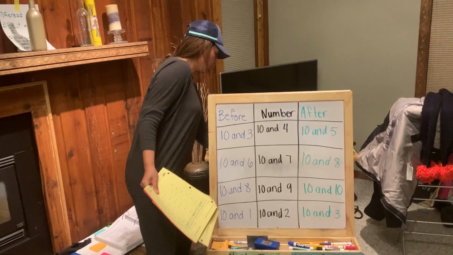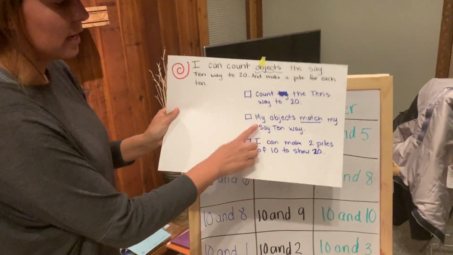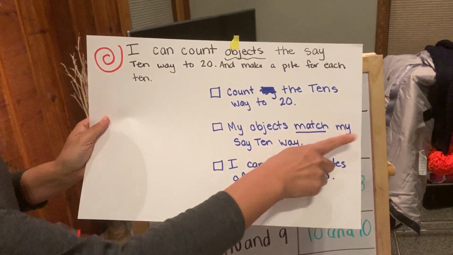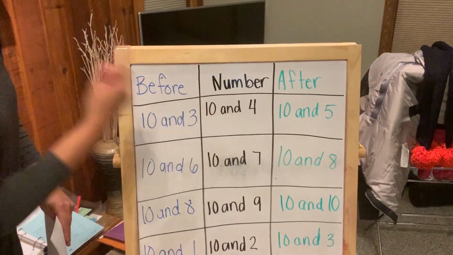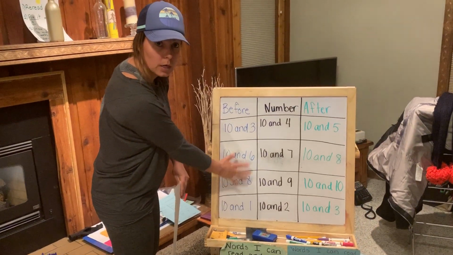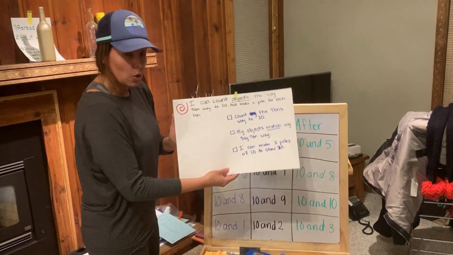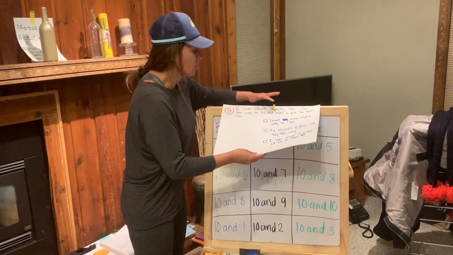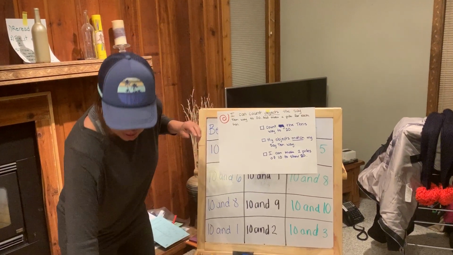And just remember that again, the target that we're really working on is that your objects match your Say 10 way. So every time I was writing these, my objects down here matched what I was putting on the board. So really, again, your skill is going to be for the second one. So make sure today that you're taking your time and you're making sure that your numbers are correct and that you have your numbers written the right direction.